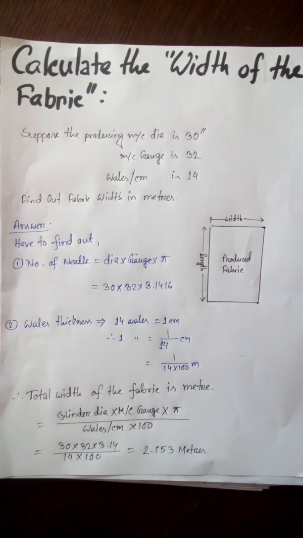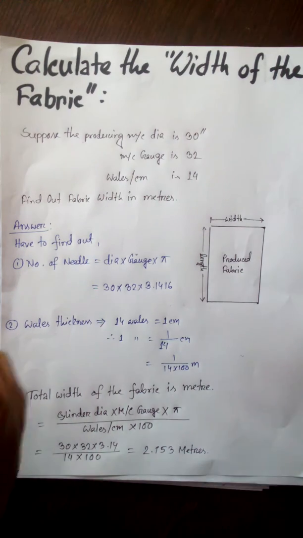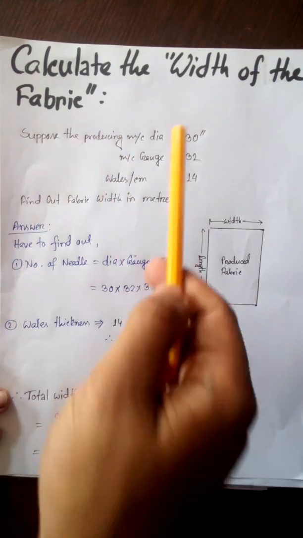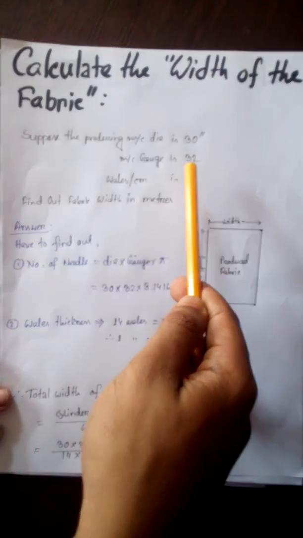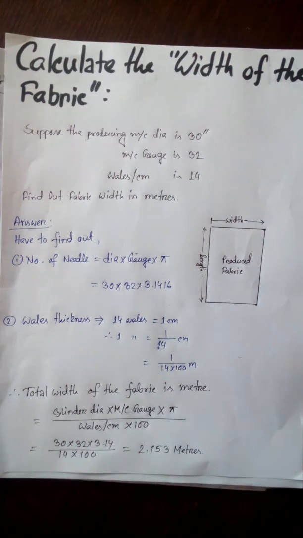This time we will learn about the calculation of width of the fabric in circular knitting machine. Suppose we are producing a fabric in a machine whose cylinder dia is 30 inch, machine gauge is 32, and walls per centimeter is 14, and our duty is to find out the width of the fabric in meters.